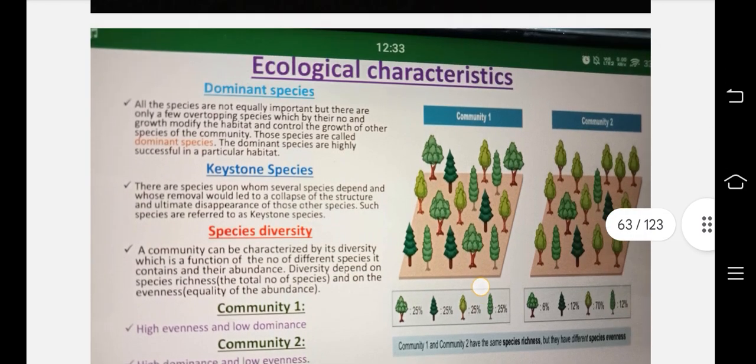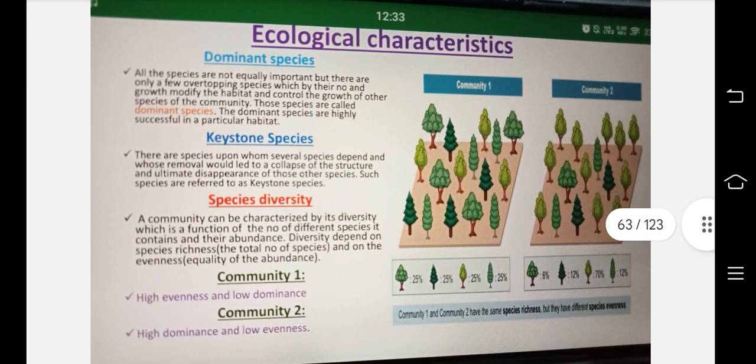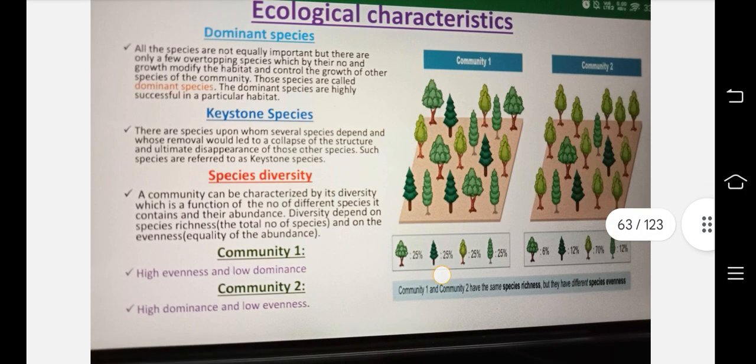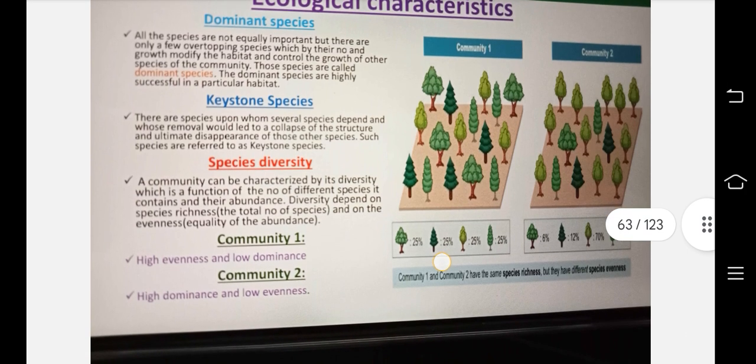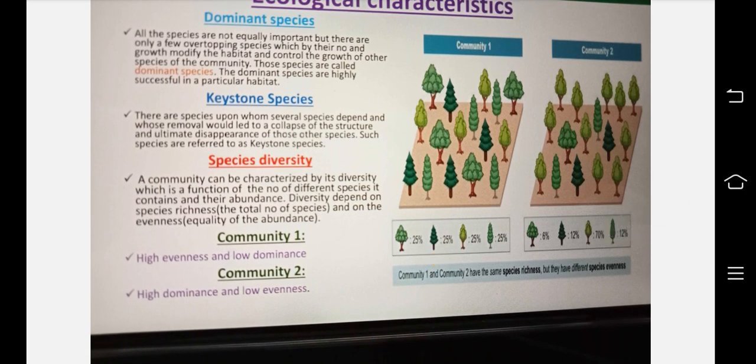Ecological characters: dominant species, keystone species. Keystone in the sense that several species depend on them, and their removal would lead to a collapse of the structure and ultimate disappearance of those other species. Species diversity. Community 1: high evenness and low dominance. Community 2: high dominance and low evenness.